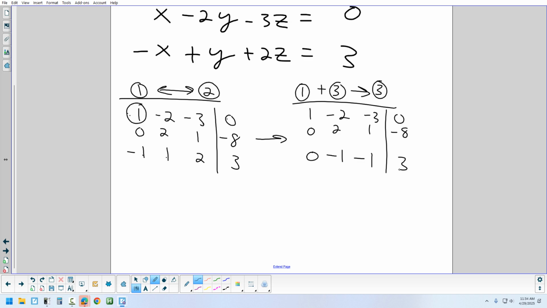So that's my new matrix, and the first column is done. That first column should not change for the rest of the problem. If it does, then you messed something up. It should not change from 1, 0, 0.